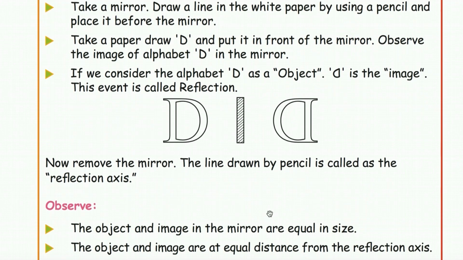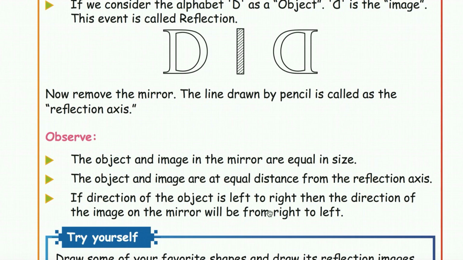Now you remove the mirror. The line drawn by pencil is called the reflection axis. The object and the image in the mirror are equal in size, right? The object and image are at equal distance from the reflection axis. If the direction of the object is from left to right, then the direction of the image in the mirror will be from right to left.